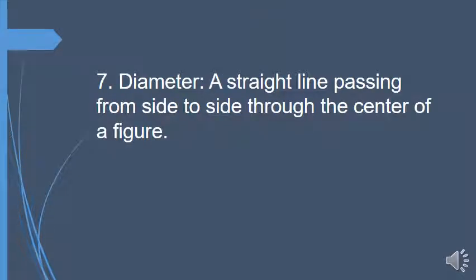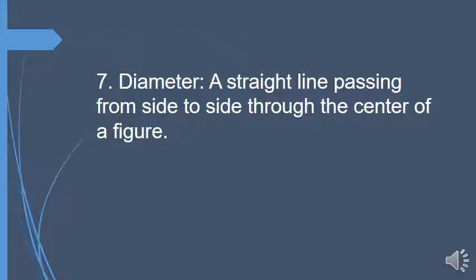The last one is diameter. You must be wondering what actually diameter is. We have learned what line, line segment, ray, geometry and point are. Now it's time for diameter. Let's just learn what diameter is. Diameter is a straight line passing from side to side through the center of a figure.